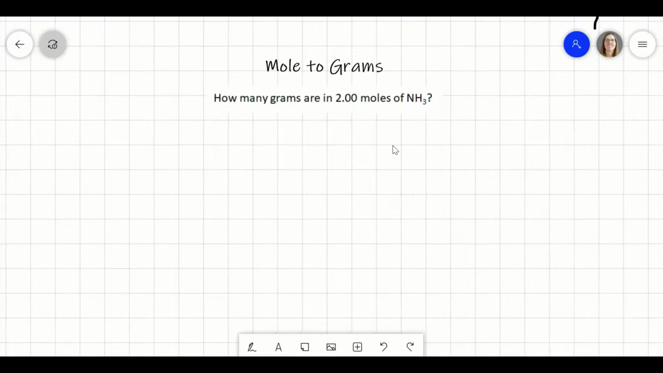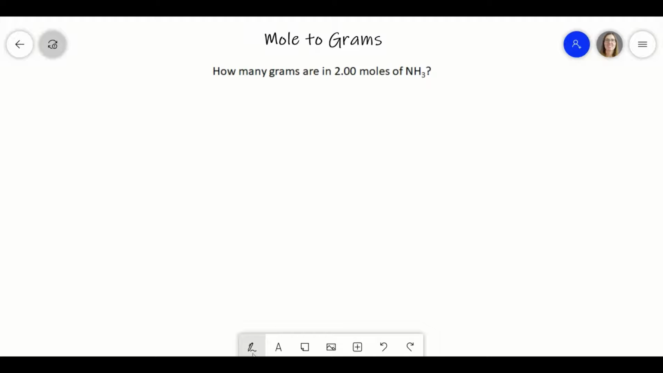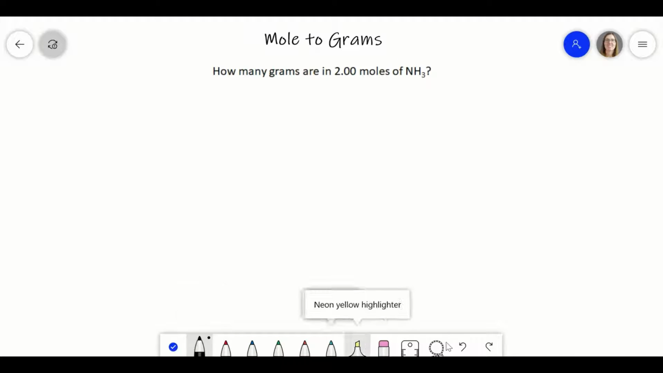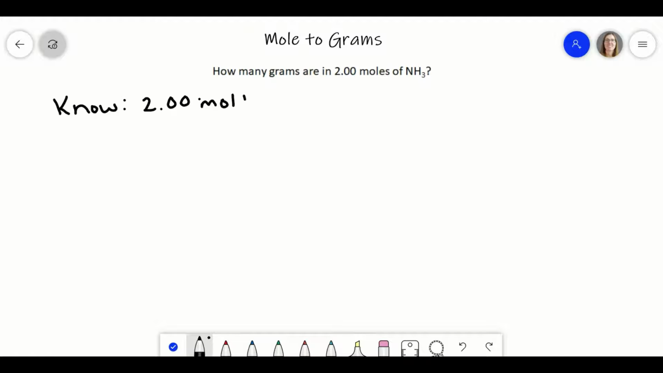Let's try a mole to grams calculation. And this one asks us, how many grams are in 2.00 moles of NH3? So again, we'll start by writing down what we know. So what we're given is the 2.00 moles of NH3. And then we'll figure out what we're trying to solve for. The problem asks how many grams, so we're solving for grams of NH3.